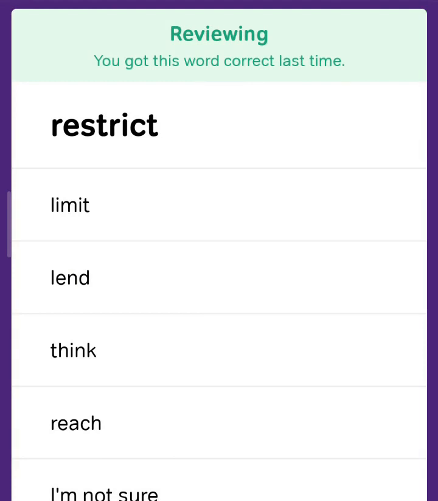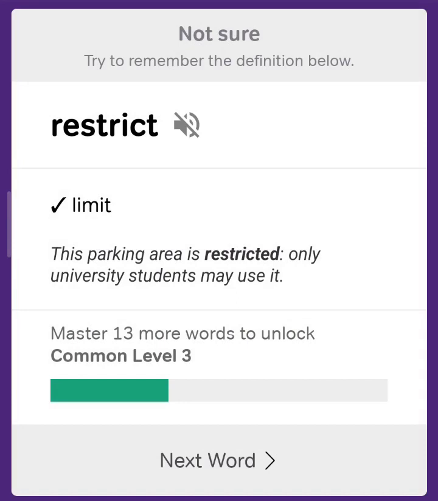Restrict. Limit. This parking area is restricted. Only university students may use it.